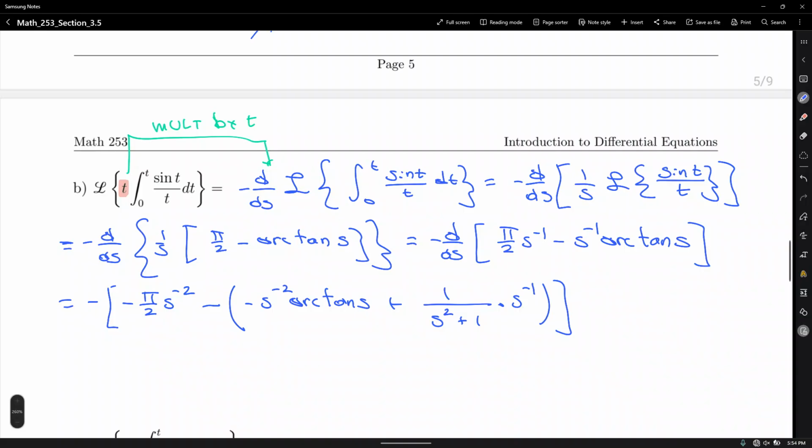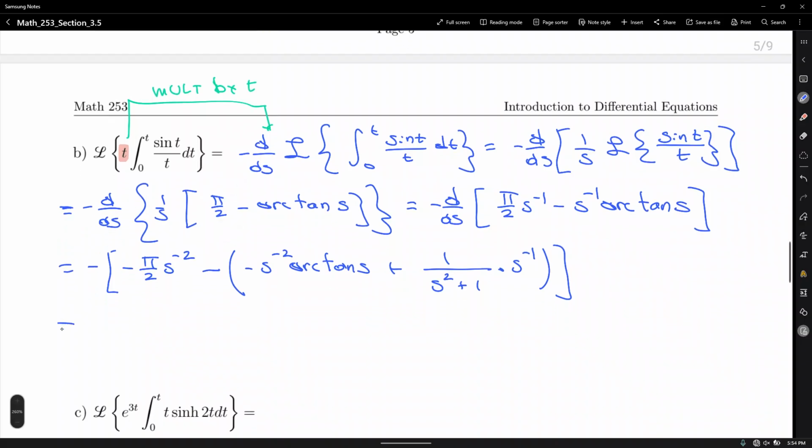Okay, so I'm going to write everything in terms of positive exponents at this point. We're essentially done, you know? So number one, negative pi over 2 s squared minus, actually, let me do minus minus that equals to plus arctan of s over s squared, and then minus plus, it's another minus. That's simply s to the negative 1, that's s times s squared plus 1, in the denominator of 1.